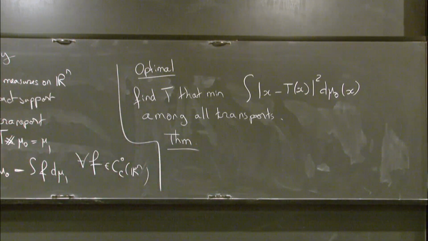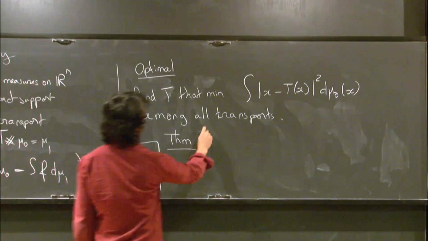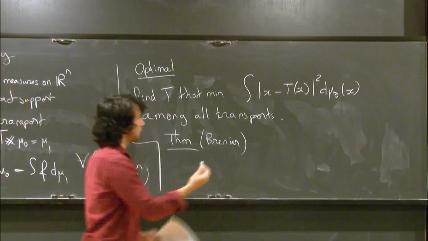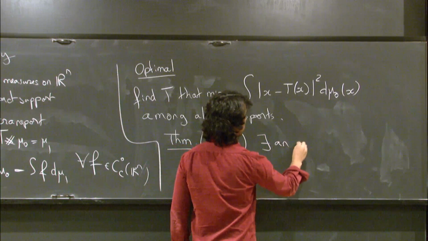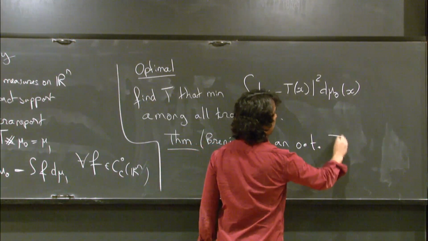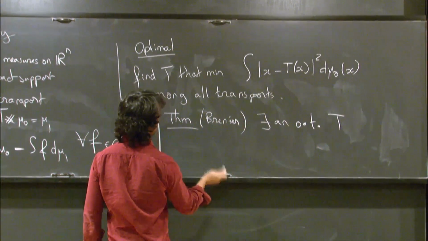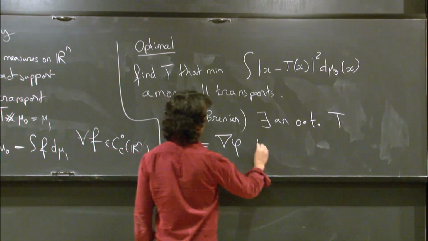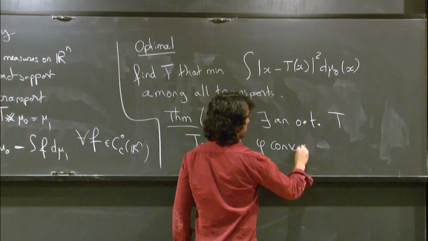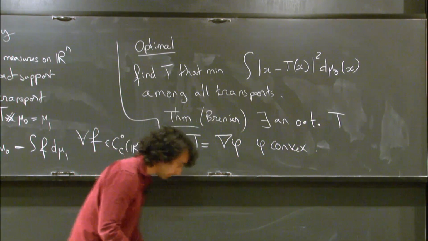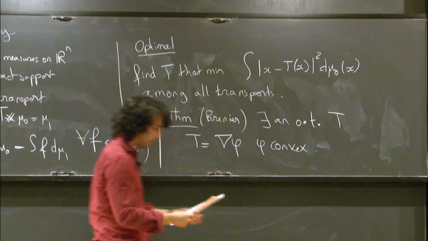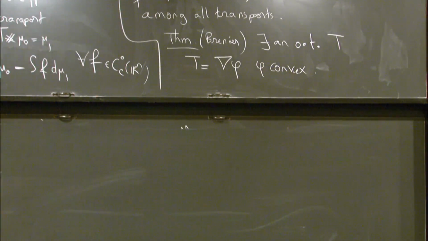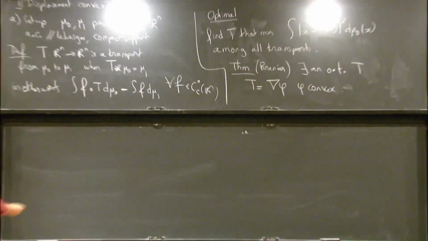And as we've learned in one of the first talks of the year, there's this theorem by Brenier that says there exists an optimal transport T, plus there is some structure about T: T can be written as the gradient of some convex function. Okay, so that's optimal transportation in 1 minute.